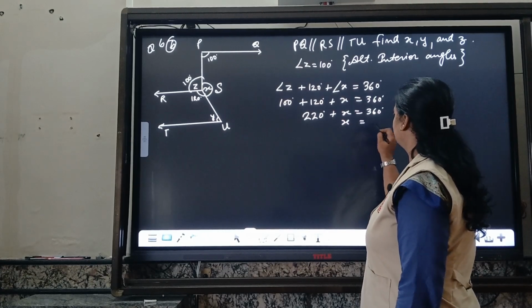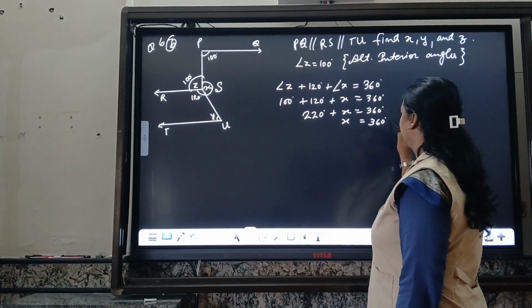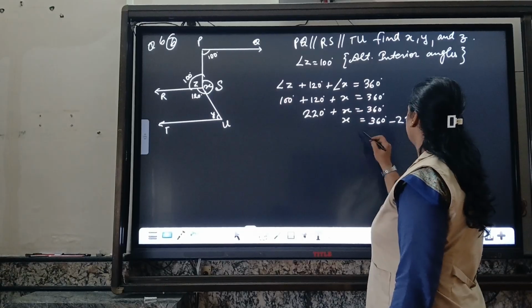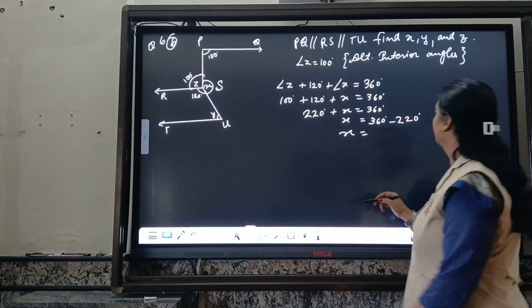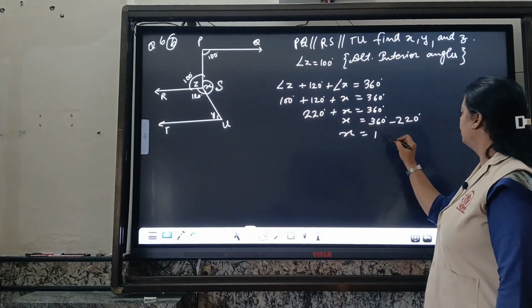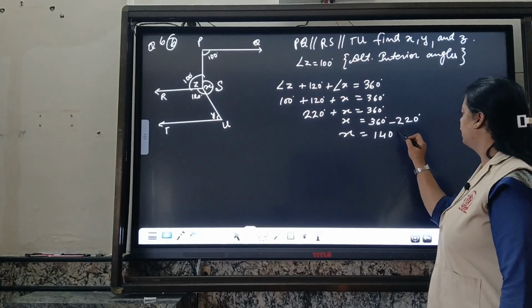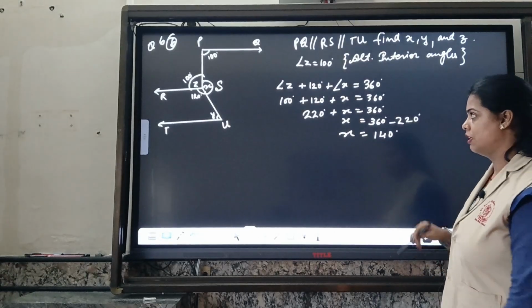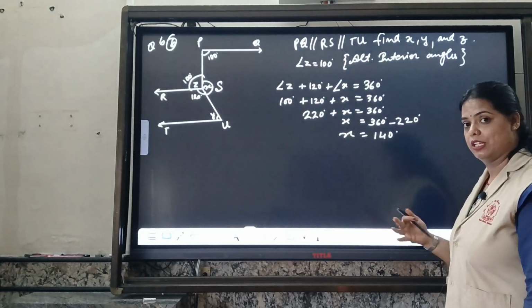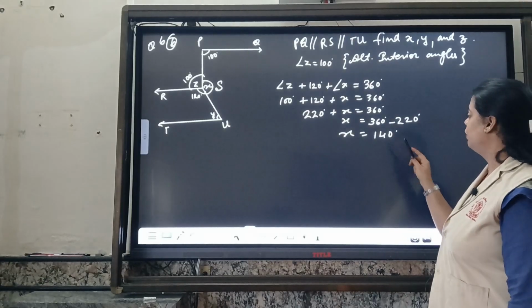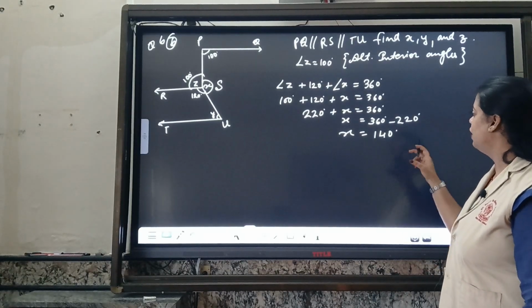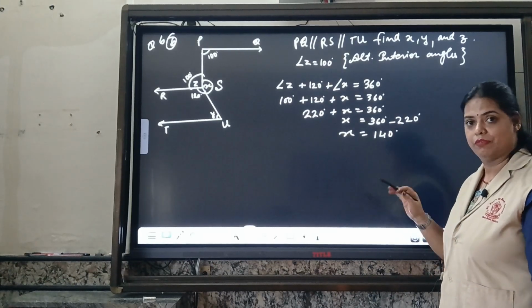X is equal to 360 minus 220 degrees. So what is the subtraction, children? Here we have 140 degrees. So the remaining angle X, or angle S, will be 140 degrees. Now if you add all the angles again, they will become 360 degrees.